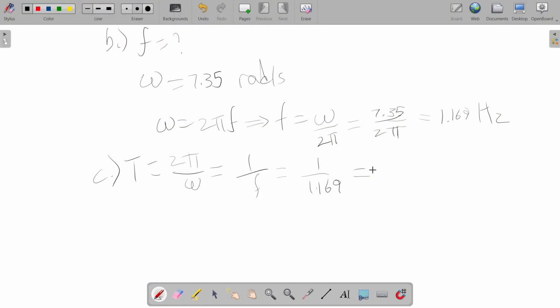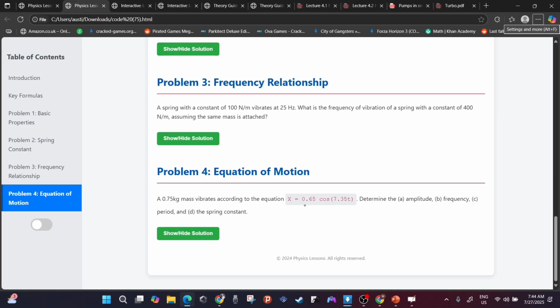So it's 1 over 1.169. And we get 0.854. So that means this thing oscillates in 0.854 seconds. You could round it up to 0.85 or 0.855, whatever you prefer, right? Because there's different rounding standards. But I just like to do the whole three units after the decimal pretty consistently.